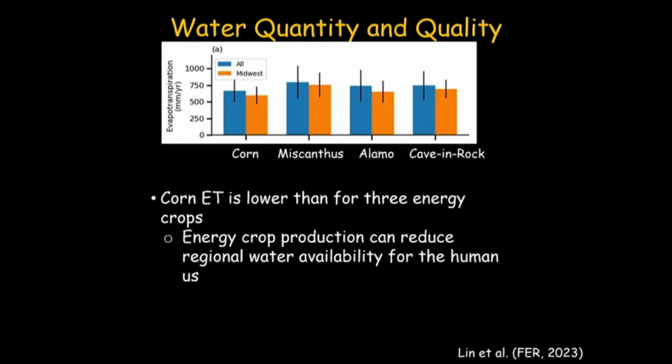So water consumption is very high and roots are deep, so that's why they consume a lot more water and actually have a higher ET. Okay, so energy crop production can reduce regional water availability for humans for other purposes. That's another disadvantage. So with larger consumption of water, less is available for other purposes.